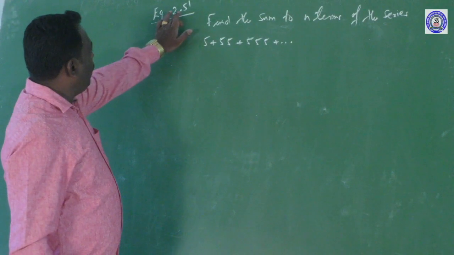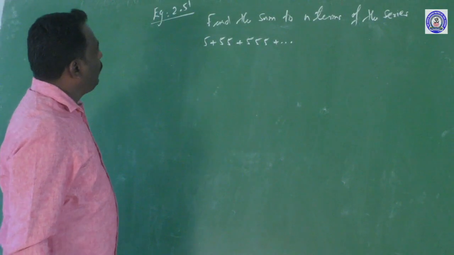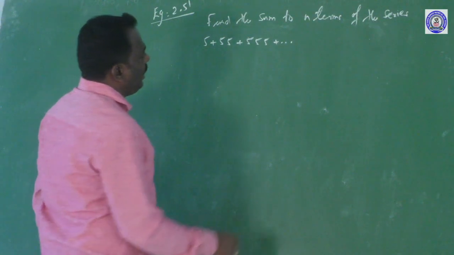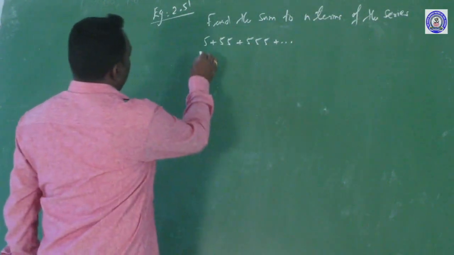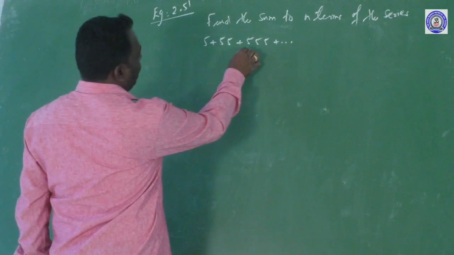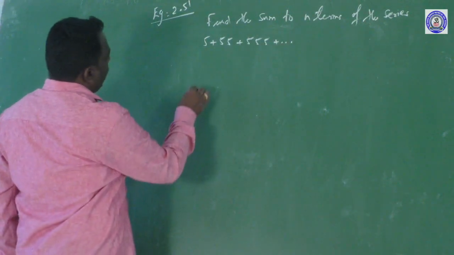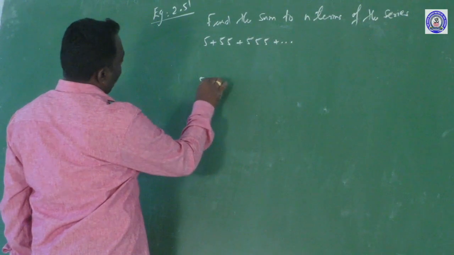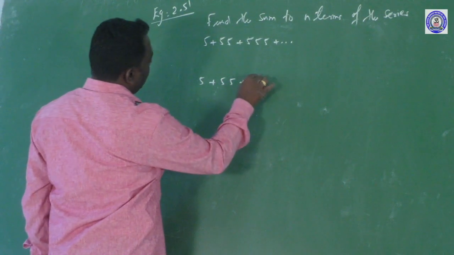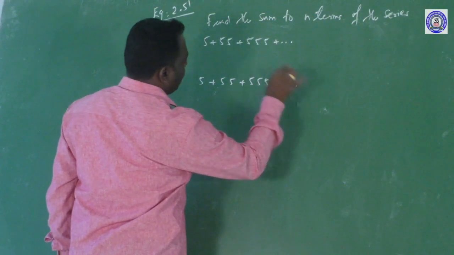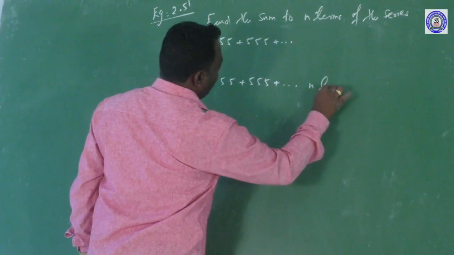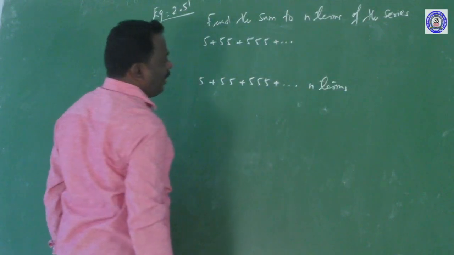Example number 5.2.51. Find the sum of n terms of the series 5 plus 55 plus 555 plus etc. What is given? It is 5 plus 55 plus 555 plus etc., up to n terms, a finite number of n terms only.